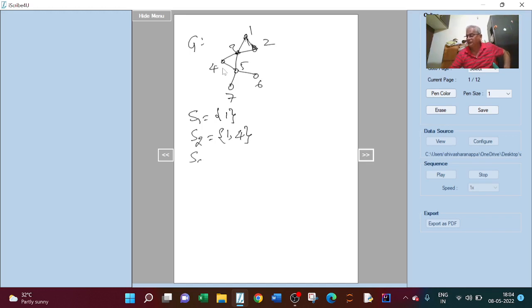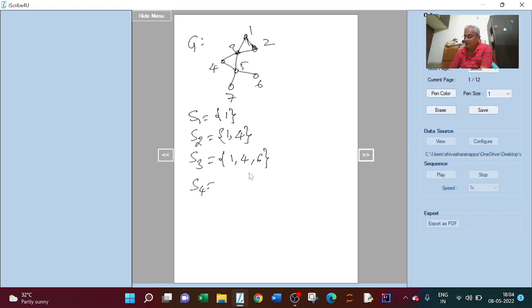Next I will go for S3. I will keep these two vertices as they are. I want to add some more vertices to this. I will take 1, 4, and I will take 6. Is this independent? Yes, because no two vertices in this set are adjacent. 1 is not adjacent with 4, and 4 is not adjacent with 6. 6 is not adjacent with 1. So these three sets are independent.